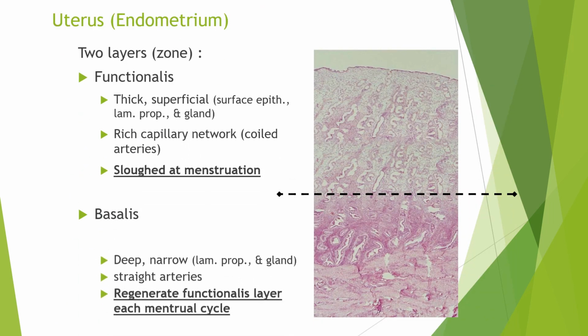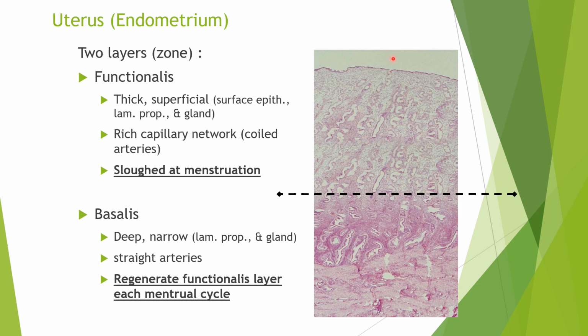So endometrium consists of two layers or zones. The upper part is called the stratum functionalis, and the lower part is called the stratum basalis. Stratum functionalis is a thick superficial layer. It contains the surface epithelium and the straight tubular glands whose structures vary according to the time of the cycle, and also the blood vessels. It has a rich capillary network formed by the coiled arteries, and this is the layer which is actually sloughed at menstruation.